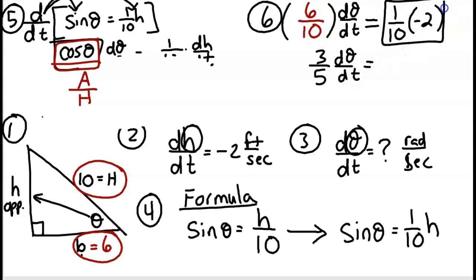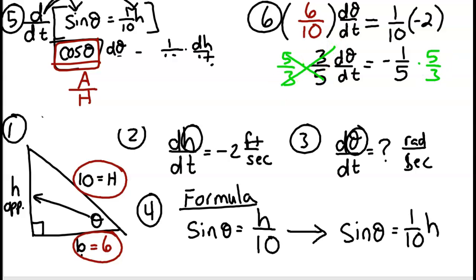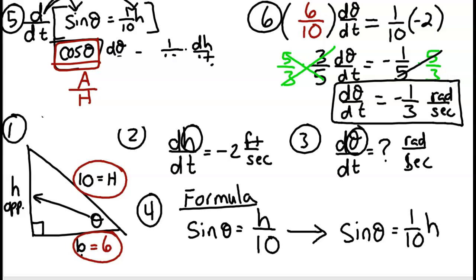And if I multiply these together and reduce, I'm going to end up with negative 1/5. And to solve the rest of it, I'm going to multiply both sides by the reciprocal. And I end up with my final answer here of d theta dt is equal to, the 5's cancel, leave me with negative 1/3 radians per second. And we would expect the angle to be decreasing as the ladder slides down the wall, right? So it makes sense that the answer is negative.